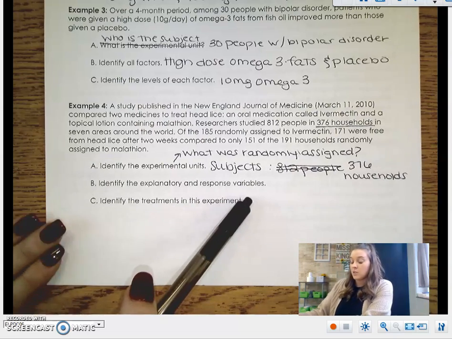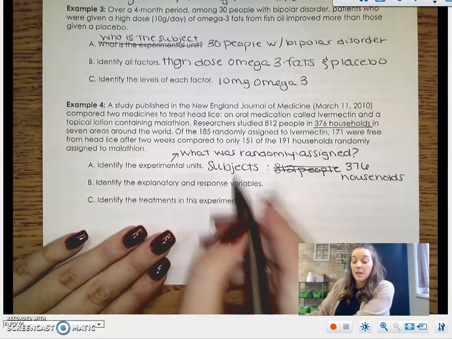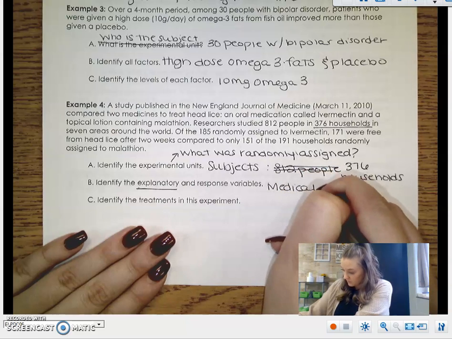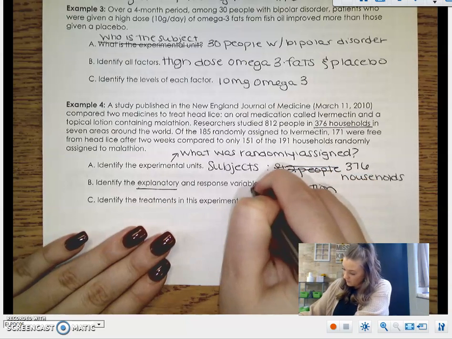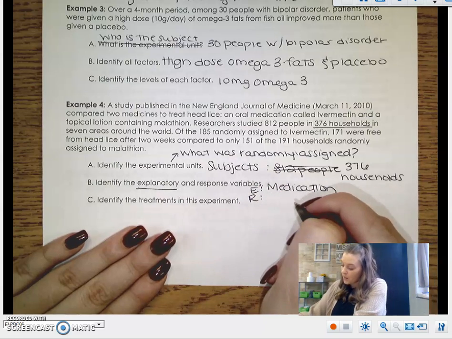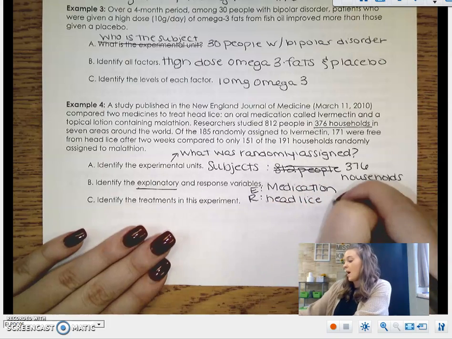Identify the explanatory and the response variable. So the explanatory variable would be the medication, and the response variable would be the head lice after 2 weeks.